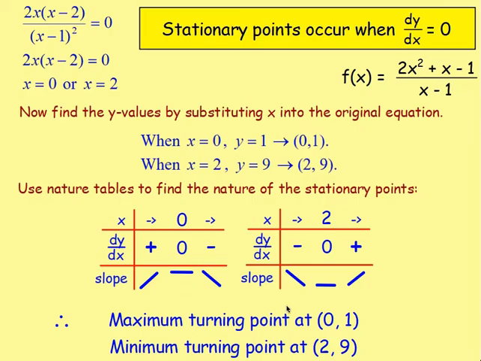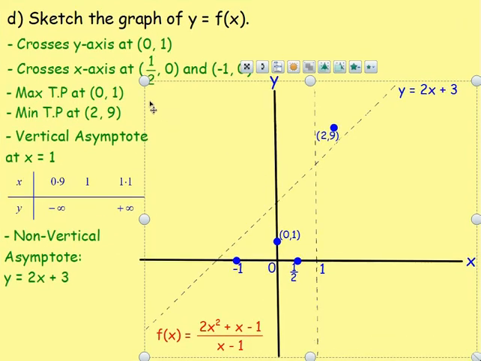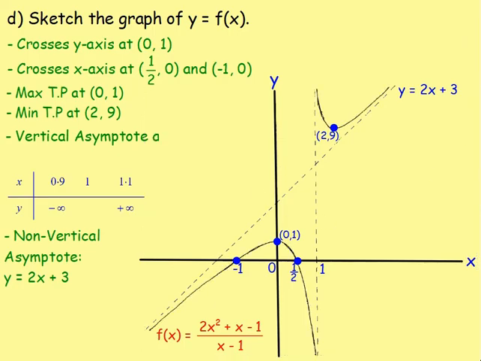Either way, you'll find out you get a maximum turning point at (0, 1) and a minimum turning point at (2, 9). After that, you're just wanting to piece that together once again so you can see that you've got all the information, and then you're just wanting to put it into the graph. Again, if you wanted me to explain this, look back to that lesson.